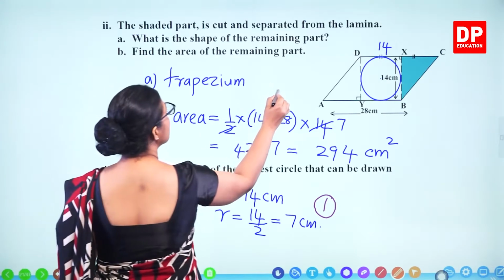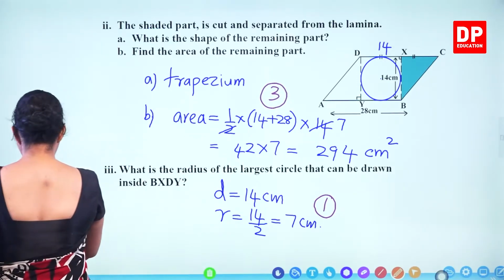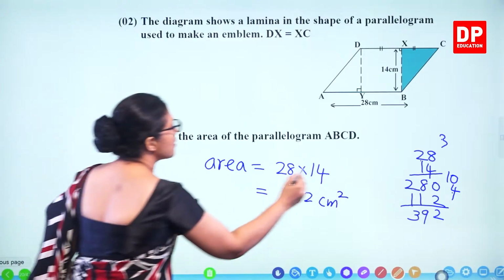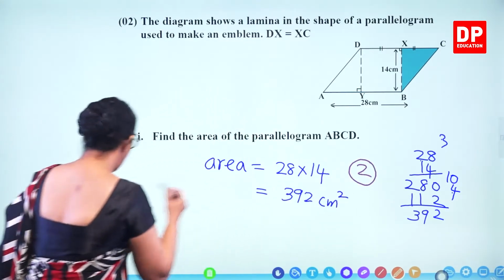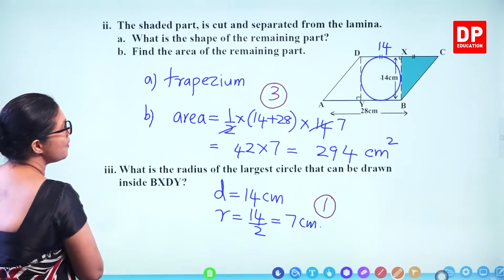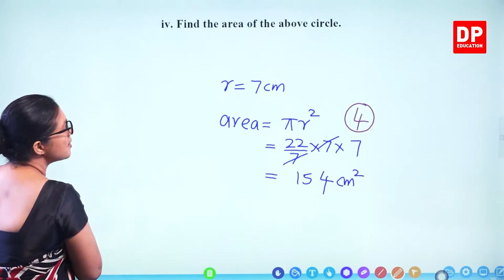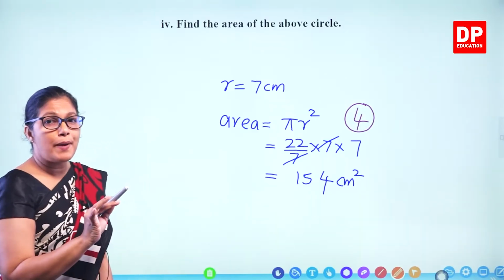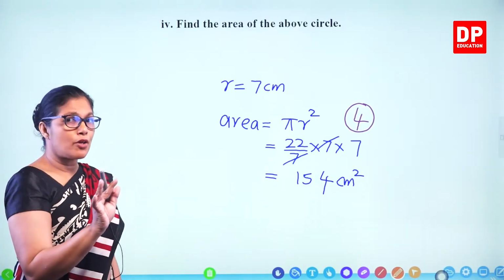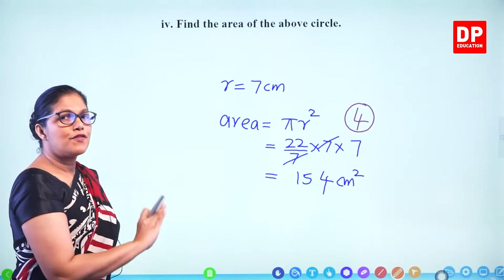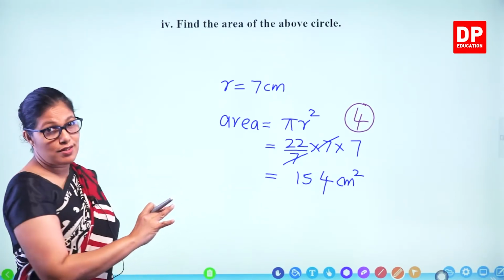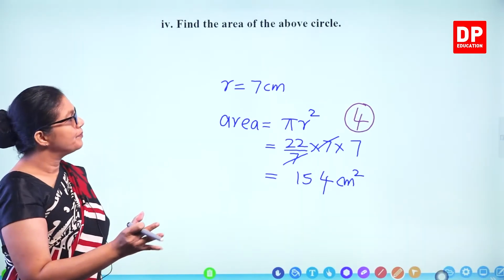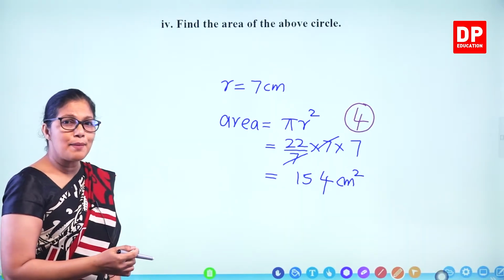294, 3 marks. And the first one, 392, 2 marks. So we'll add it. 2, 3, 5 and 6. 6 and 4, 10 marks. So this is first paper. You have to answer all questions in the first paper. 15 questions and 2 questions, long questions. So 50 marks altogether. Now we'll try to do the second part of the paper.